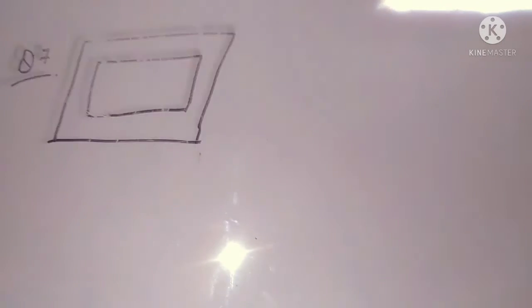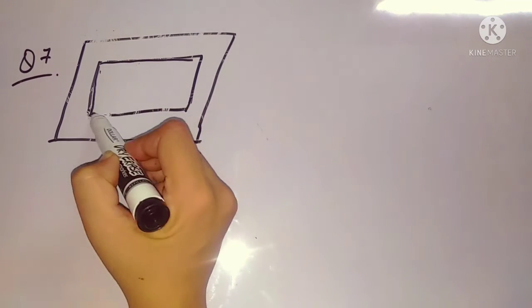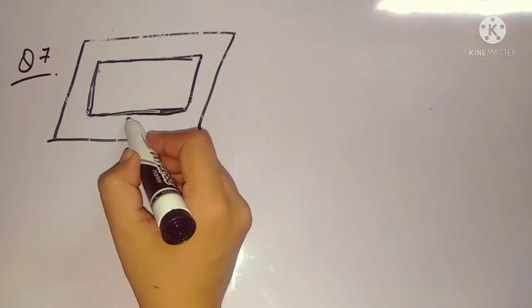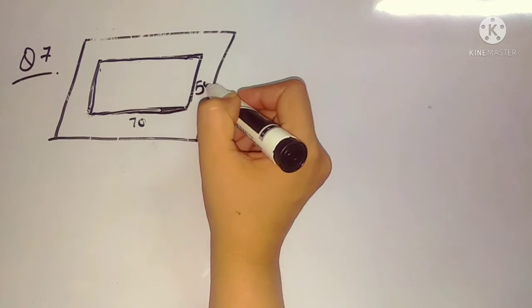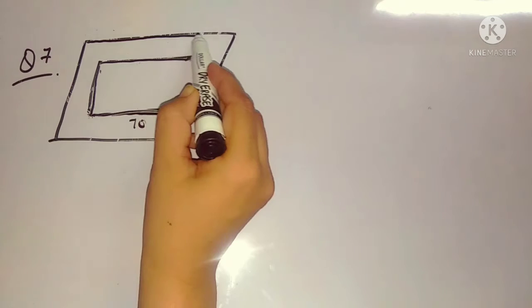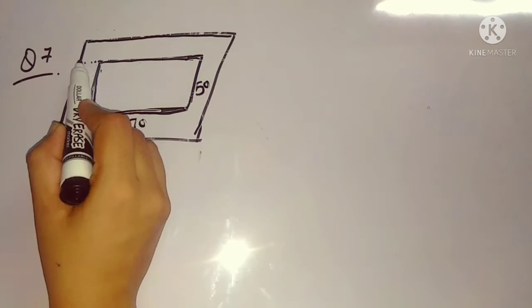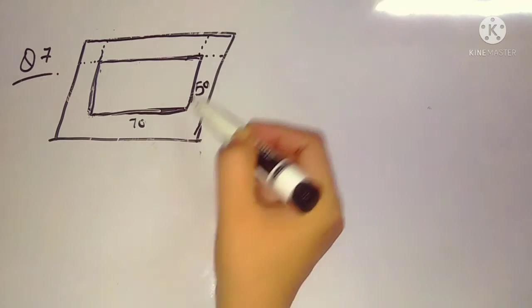I have drawn this figure. This is a rectangular field. Can you see this field? Its length is 70 meter and width is 50 meter. So this is the length, 70 meter, and this is the width, 50 meter. They are saying that it's surrounded by a concrete path. So this is the concrete path. Can you see it? We can draw the dotted line like this to make it a complete picture.